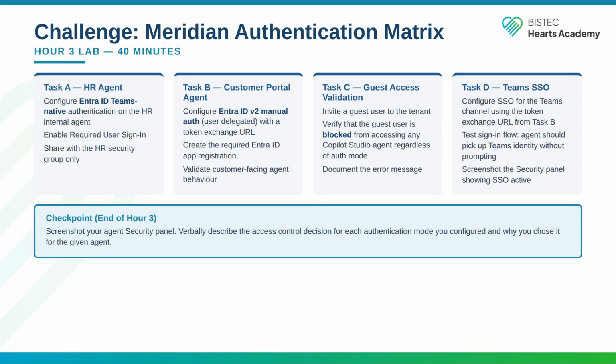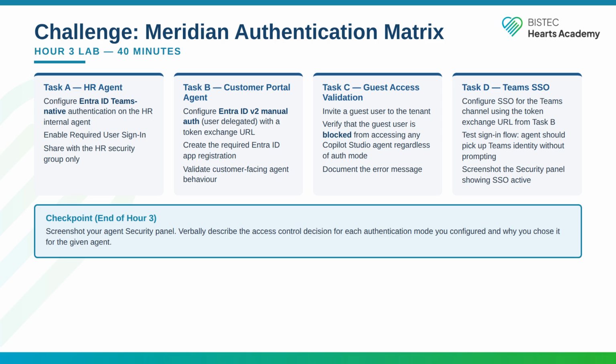The Hour 3 lab has 4 tasks, each corresponding to a different Meridian agent with a different authentication requirement. Task A is the HR internal agent. This agent is deployed in Teams and used exclusively by Meridian's HR department. The correct authentication mode is Entra ID Teams native, no app registration required. Required user sign-in must be enabled, and the agent must be shared with the HR security group only. The expected outcome is that only HR group members can start conversations with the agent when accessed through Teams.